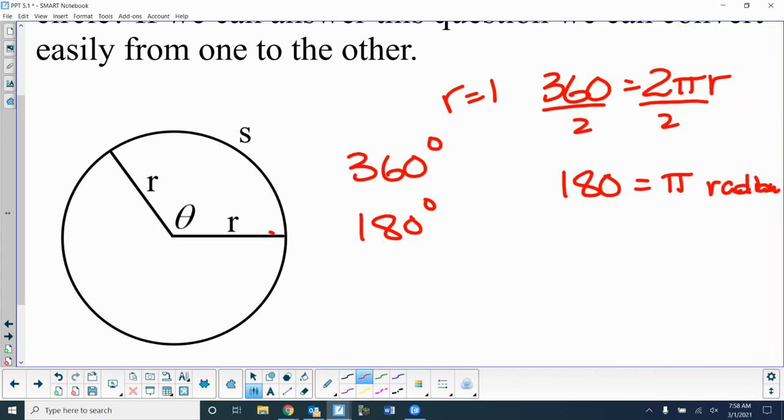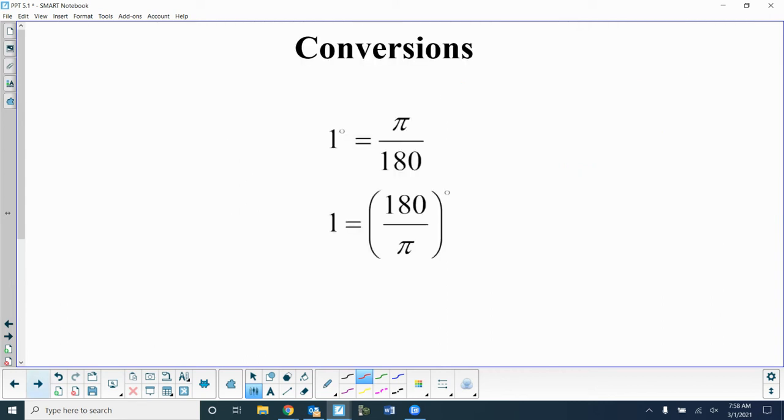All right. So the conversion is 1 degree is pi over 180 radians. 1 radian is 180 over pi degrees. So that's the fraction we'll use to change from degrees to radians or radians to degrees. Okay? So we're going to remember those two fractions.